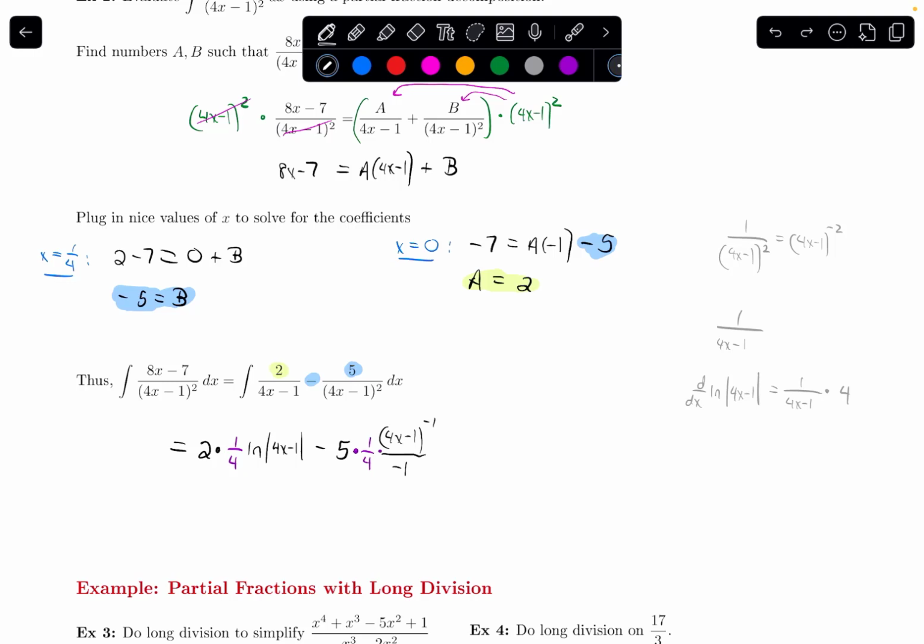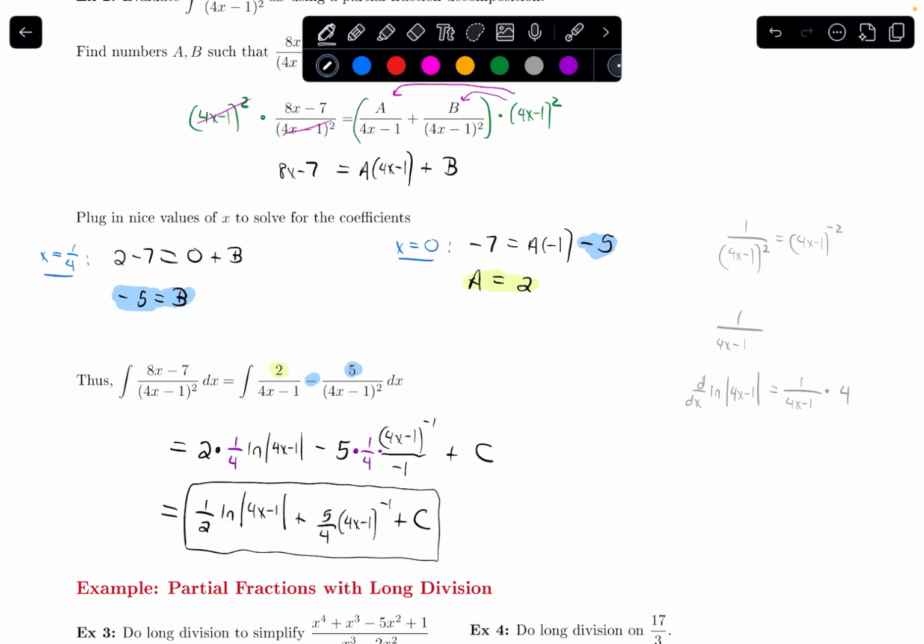Okay, so we got this. It's an indefinite integral, so I need my plus c. I can simplify this a little bit, because 2 times 1/4 is 1/2. So let's see, I get 1/2 ln absolute value 4x minus 1, and then we get plus 5 over 4 times 4x minus 1 to the negative 1 power, plus c, and we got it. So there we have it.